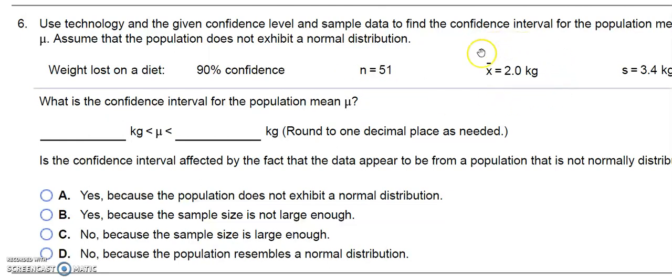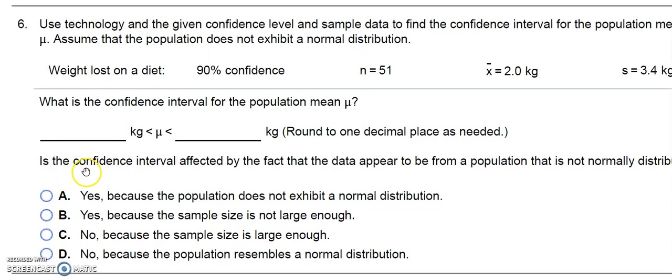So you would add that margin of error to the sample mean, 2.0, and put it on the right side here, and then subtract it from 2.0 and put it on the left side here. And whether or not the given value falls within that confidence interval, you just make a determination based on that.